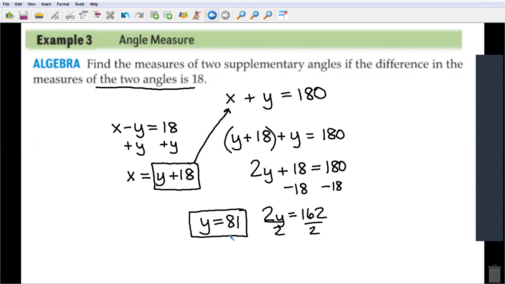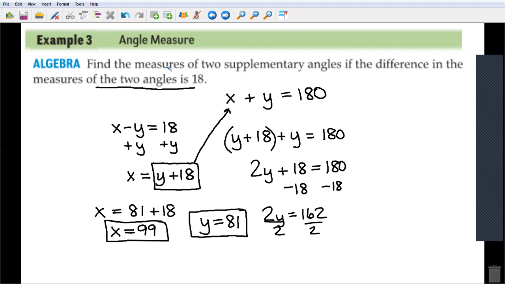So to find the measure of the second one, we can do two things. We can either take this y value and plug it back in here, or we can use the equation up here that we used and plug it in for this y. I'm going to take this one here because I think it's a little bit easier, but I'm going to take 81 and substitute it in for y. That's not right. Sorry about that. When I plug 81 in for y, I now have this. And if I add 81 and 18, I get that x equals 99.